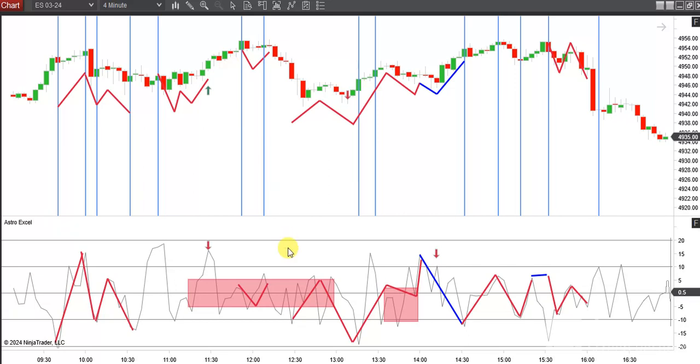But most of the time, most of the day, this will give you a pretty good indication of the market activity.